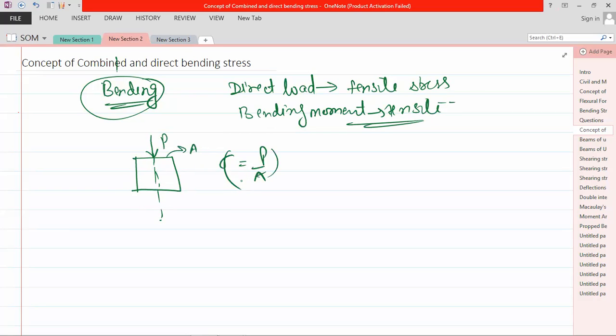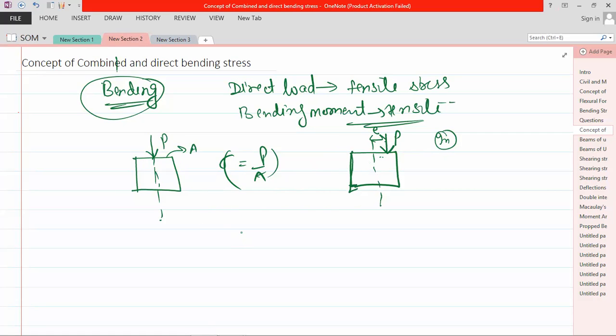Now it is given that I will act the load like this. This is your neutral axis, and I will act the load somewhere at a distance e. Now the condition is a little bit tricky because you can see that this part is getting more stressed and this part is getting less stressed. Not going into mathematics, just from simple intuition you can see that the stress would be evenly distributed, but here it is not. So what should I do?